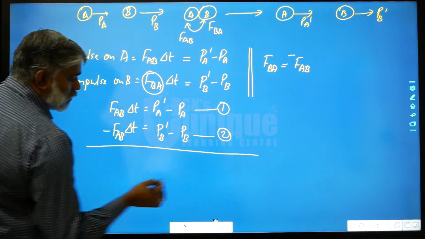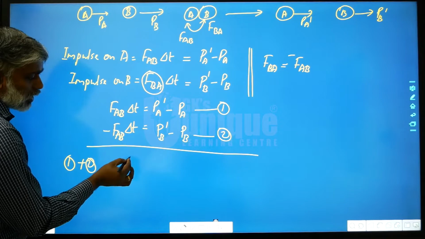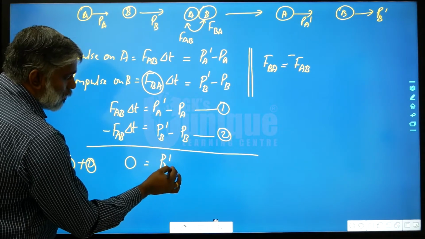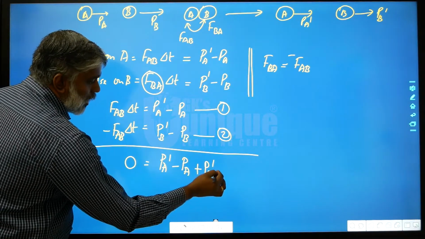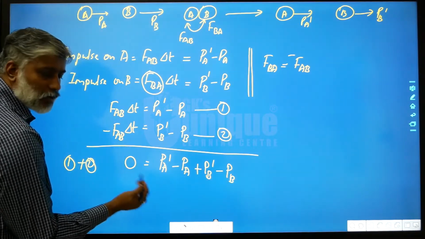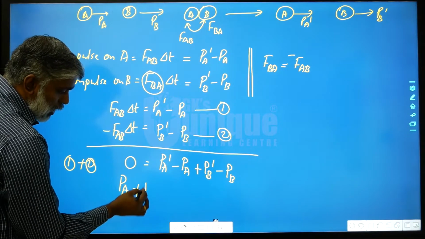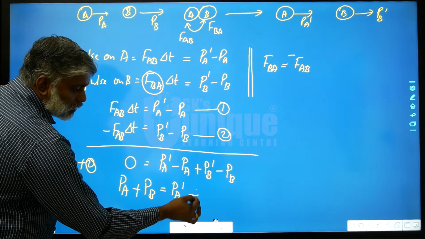So adding the two equations, add 1 and 2. See, this plus this equal to 0. Equal to this plus this. Say PA dash minus PA plus PB dash minus PB. See, these two negative terms are taken to the left side. Parayu. PA plus PB equal to parayu. PA dash plus PB dash.